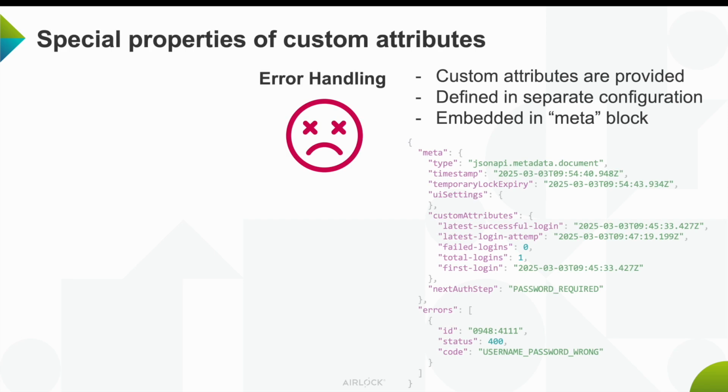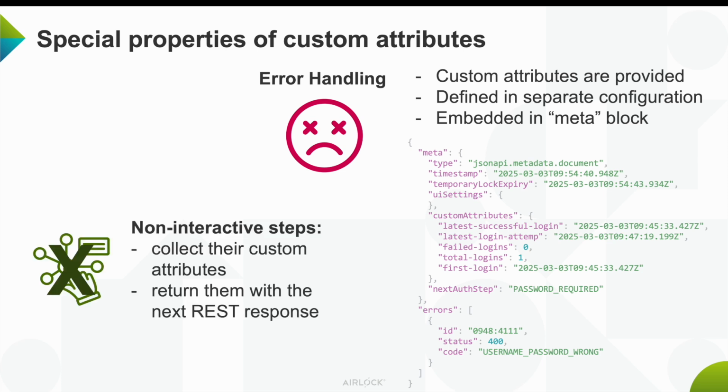Special properties of custom attributes is the error handling. Yes, custom attributes are provided. They're defined in a separate configuration, but they're embedded in the meta blocks. So they're not part of the regular data, which we don't return in error handling, but they're directly in the meta block. You can find them here on the screenshot.